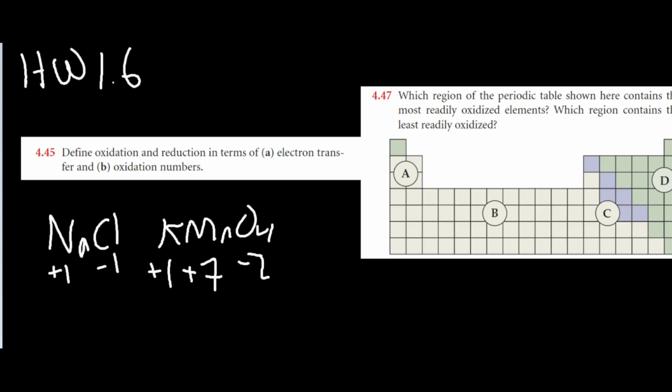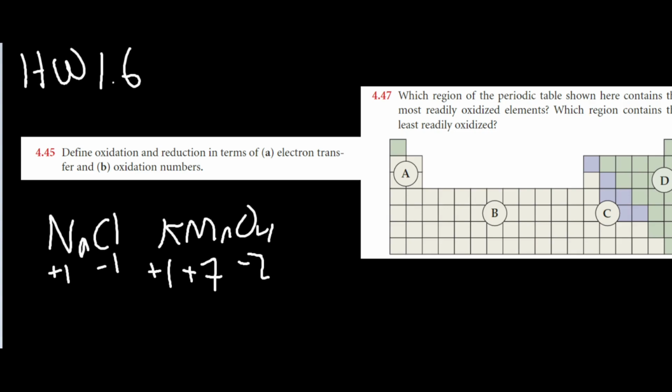So, 45. Define oxidation and reduction in terms of A, electron transfer, and oxidation numbers. So in terms of electron transfer, when you oxidize something, that means that it's losing electrons. That means that in its original state, it has too many electrons and needs to give one of them up to get to its ideal stable state.